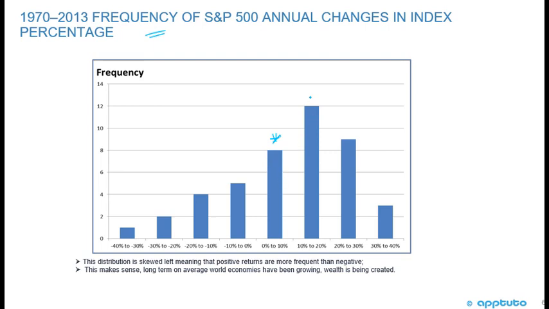And we had 12 years where the annual return fell between 10 to 20%. And you can see that is the most frequent return. And in fact, we had 9 years where the returns fell between 20 and 30%. Okay? So again, going back, here was our 2008.